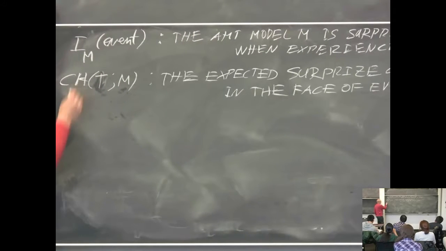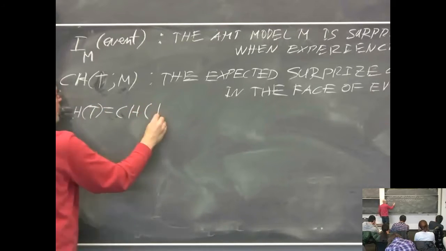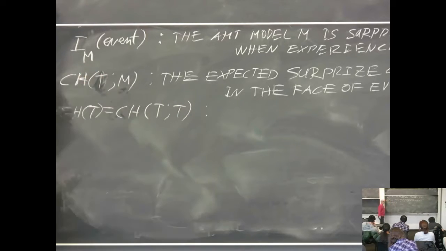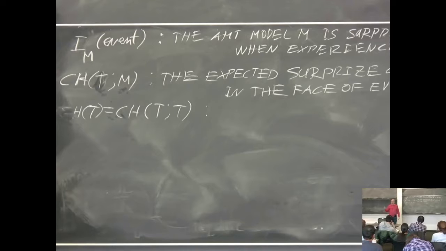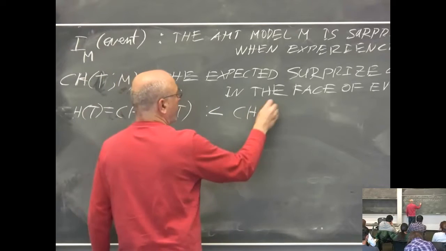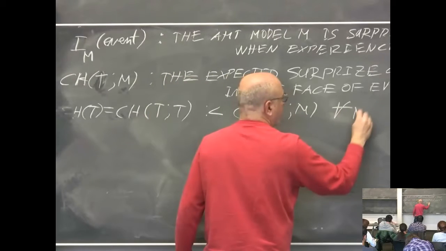And then the special case of this, or let's say the entropy of T, is the special case of the cross entropy from T to itself. So this is the expected surprise in the face of events that come from T by a model that knows T. That's not an approximation, it's the exact thing. And we know that this is less than the cross entropy from T to M for any M.